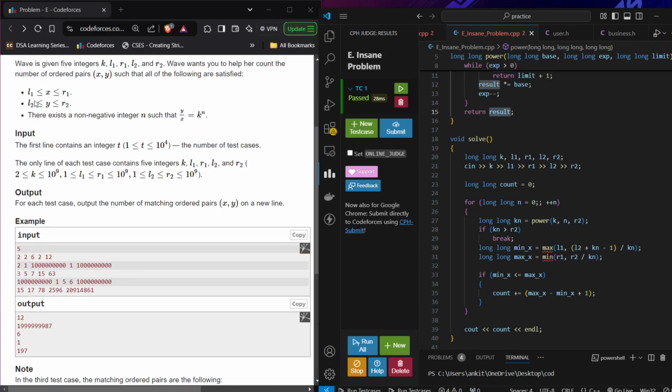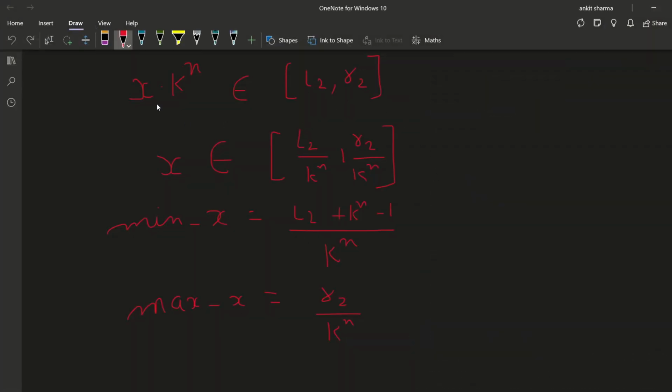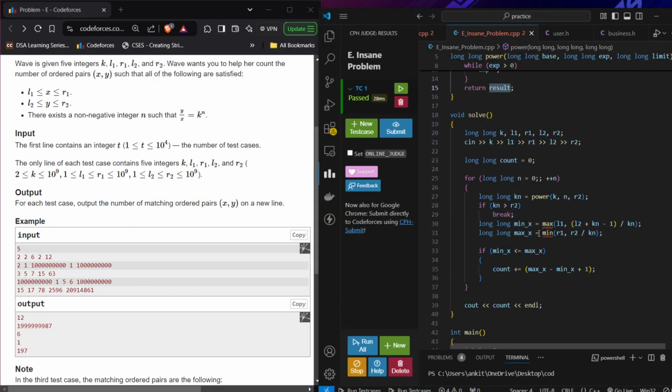Now how do we make sure that the x and y we get lie in the range? y will be x times k to the power n, and it belongs to L2 to R2. Dividing both sides by k^n, we get L2 divided by k^n and R2 divided by k^n. The minimum x will be L2 divided by k^n, and to make sure it satisfies the range, we add k^n minus 1 to L2 and then divide by k^n, that is, a ceiling division. Similarly the maximum value will be R2 divided by k^n. This is how we calculate the minimum x and maximum x.